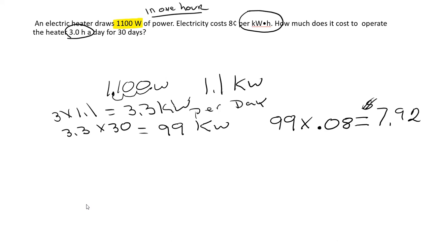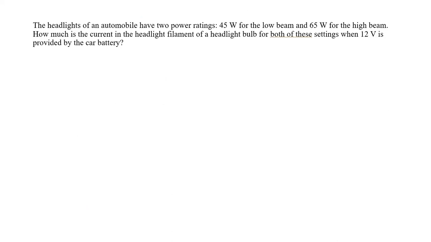So I told you I was going to do it a couple ways. I recommend doing it this way. Figure out how many kilowatt hours over the course of the time, and then multiply it by the cost. All right, we got one more to do. This one's a little trickier, so we actually have to read it.